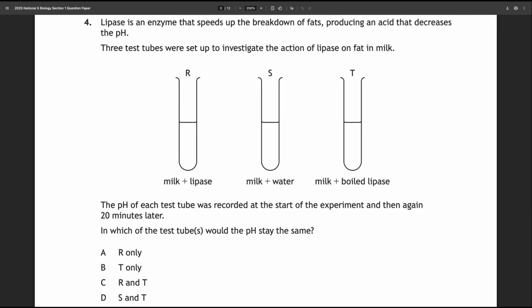In S, we've got milk and water, so we're lacking the enzyme lipase this time. So I would imagine the pH would stay the same in this one.